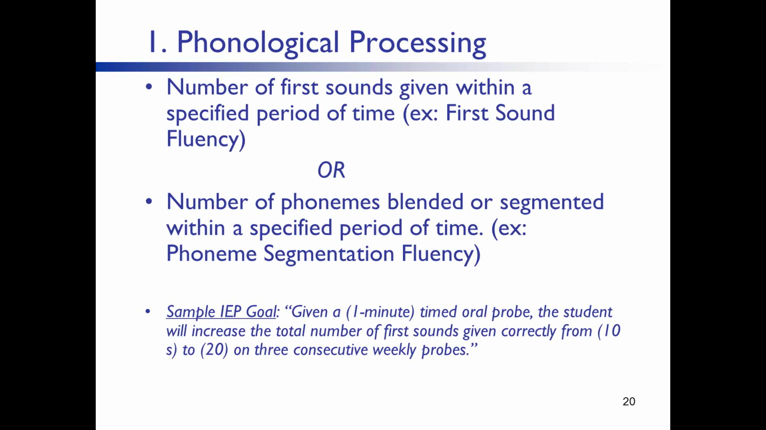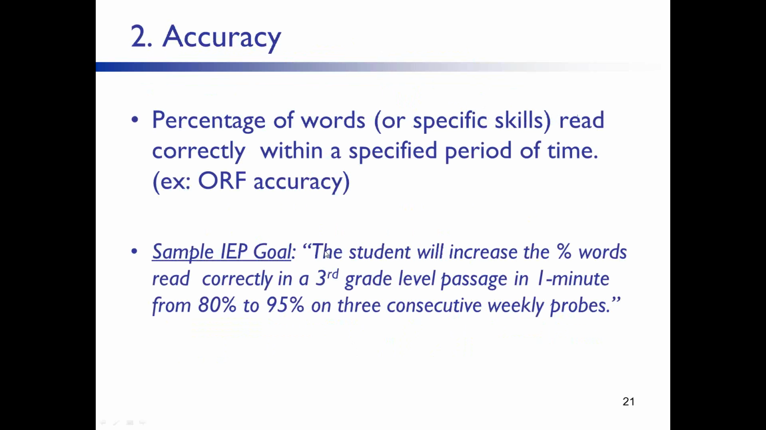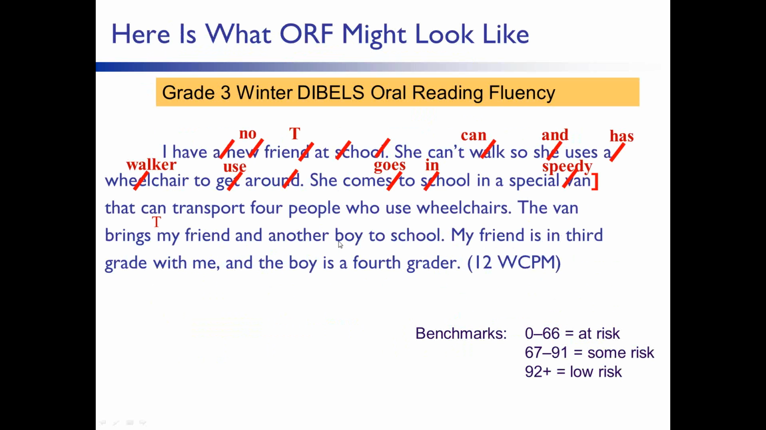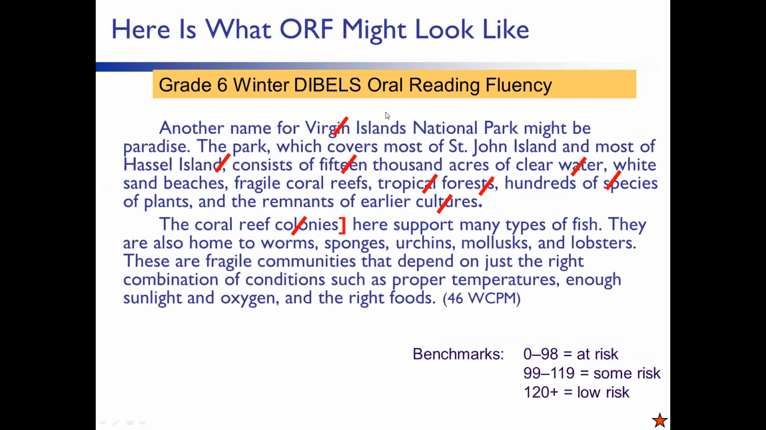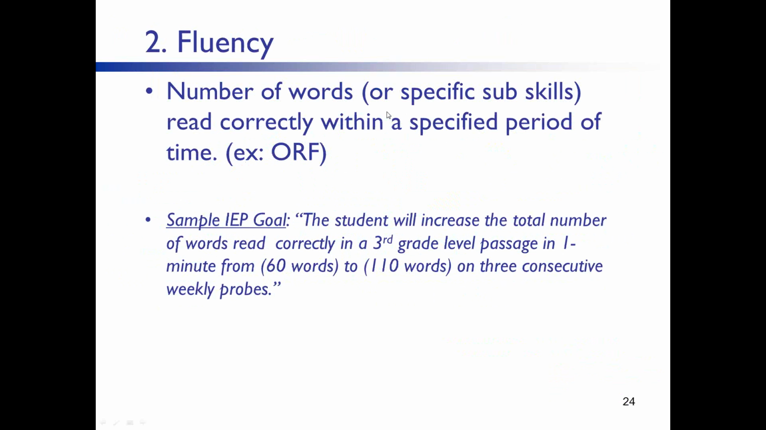So here's an example of phonological process with a sample IEP goal. And again, this is where you're going to spend time going through these yourself. Here's an example of accuracy and an IEP goal. Here's an example of what an oral reading fluency probe, this is a 3rd grade DIBELS probe, might look like with the benchmarks listed below. So a student who's reading 92 words or higher is at low risk for reading failure at the end of 3rd grade, or whenever this benchmark is. Actually, I think this is the beginning of the winter for 3rd grade. Here's an example of what 6th grade looks like.